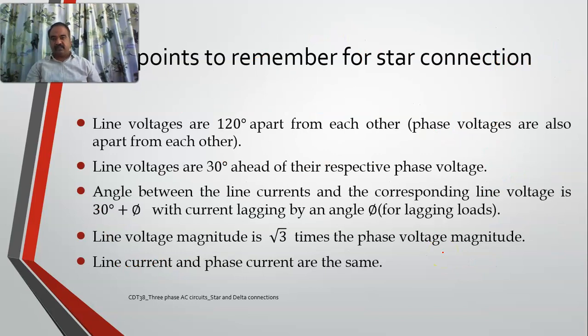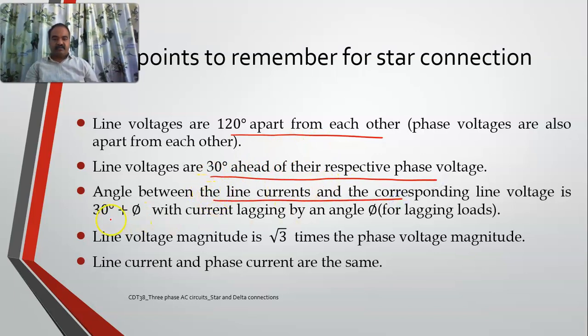Understood? So the key points to be remembered. Line voltages are always 120 degrees apart from each other, and line voltages are 30 degrees ahead of their respective phase voltages. The angle between line current and corresponding line voltage is 30 plus phi. See, I already told you. This is IR, this is VRN, and this is VRY. This is phase voltage, this is line voltage, this is current. The angle between them is phi, and the angle between them is 30. This is phase current and also line current, both remain the same.